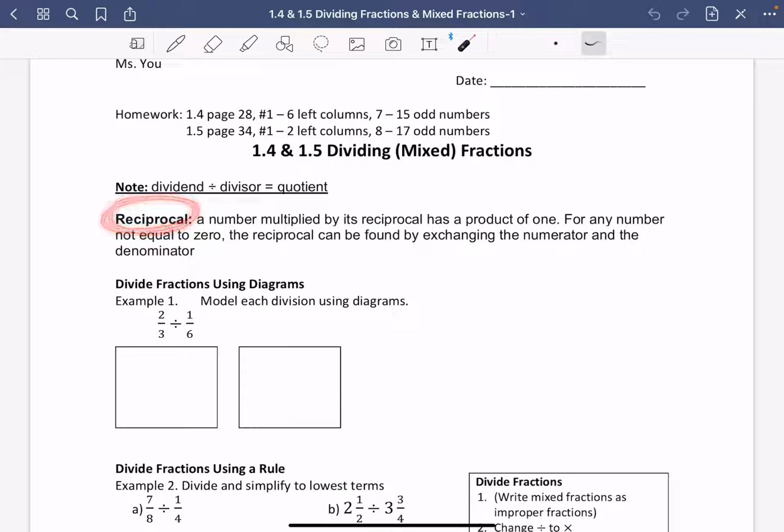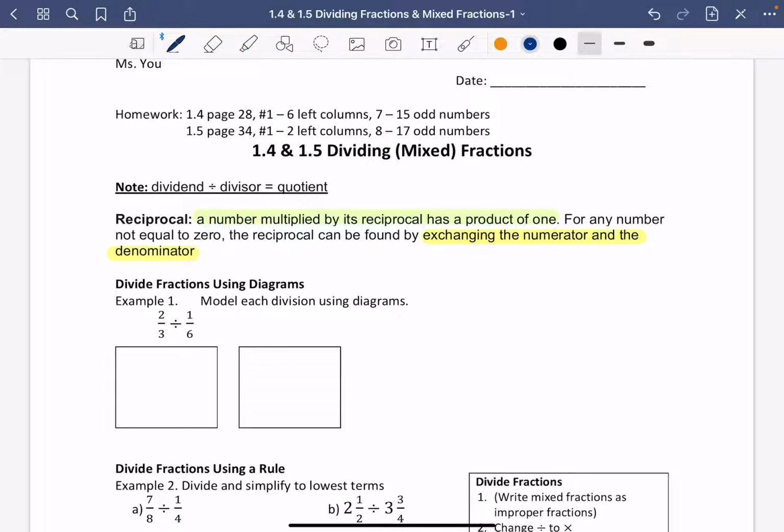Reciprocal. Reciprocal is a number that can be found by exchanging the numerator and the denominator. Okay, and what's the property of reciprocal? If a number is multiplied by its reciprocal, then the product is equal to 1. Okay, so let me give you an example.